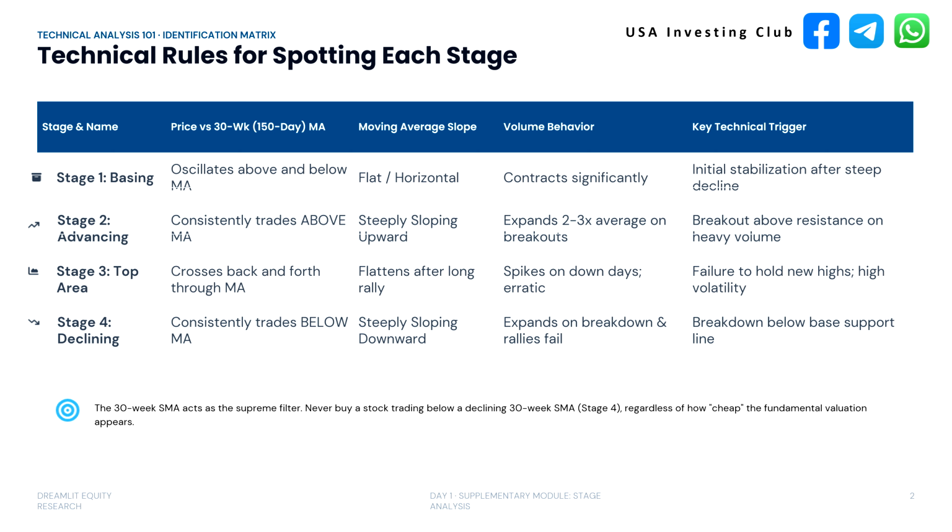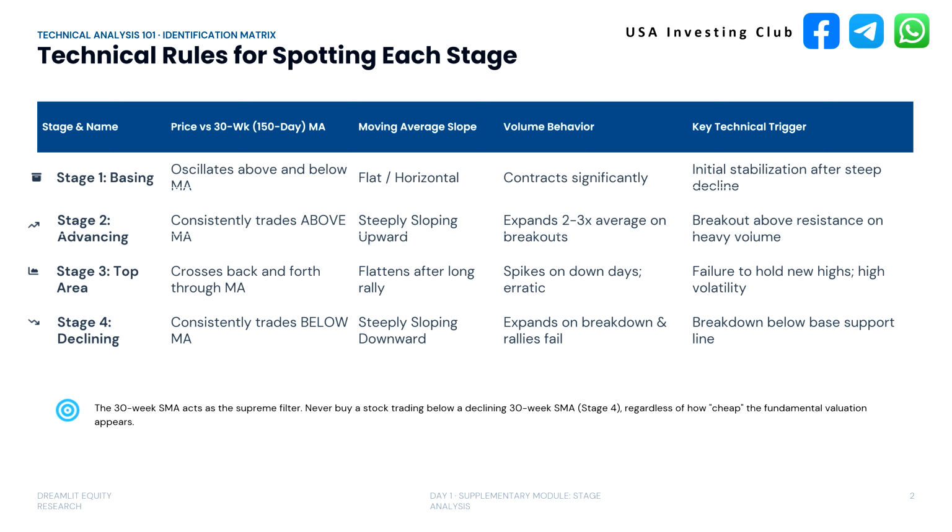Stage 1, basing. Price oscillates above and below the moving average. The slope is flat and horizontal. Volume contracts significantly, and the key trigger is an initial stabilization after a steep prior decline. Stage 2, advancing. Price consistently trades above the moving average. The slope is steeply sloping upward. Volume expands 2 to 3 times the average on breakouts, and the trigger is a breakout above resistance on heavy volume.